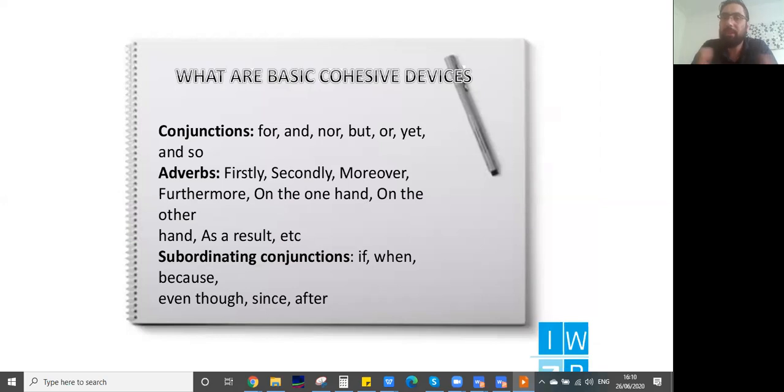And she gave some tips to avoid using too many of these. Instead of using in addition, furthermore, and moreover, we could add phrases like another reason, another cause. Another advantage of something is. So this way we can reduce the number of basic cohesive devices in our writing and avoid being mechanical.